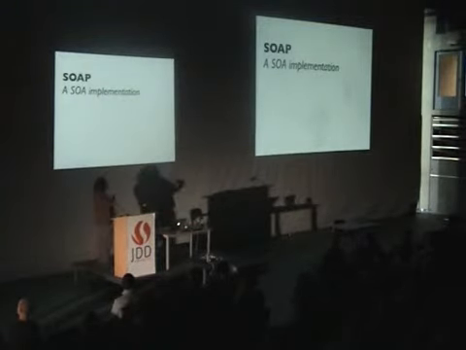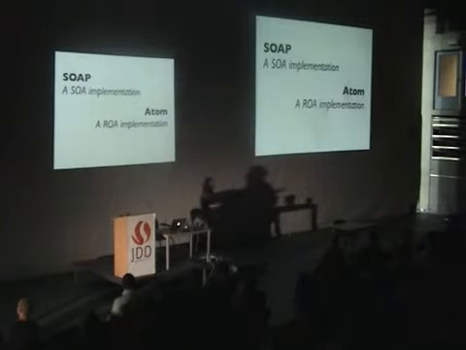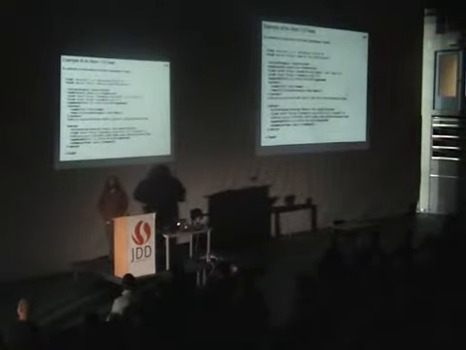We can now say that SOAP is an SOA implementation, and Atom is an ROA implementation, because it gives us the verbs, the get, the put, the post, and the delete in order to do these kinds of things. And so Atom is one standardized way.